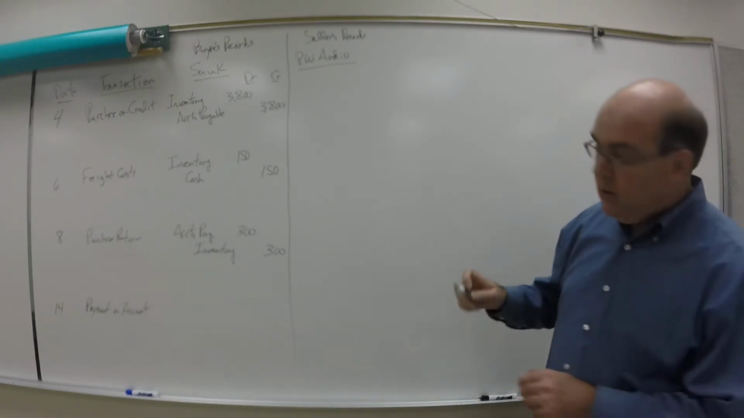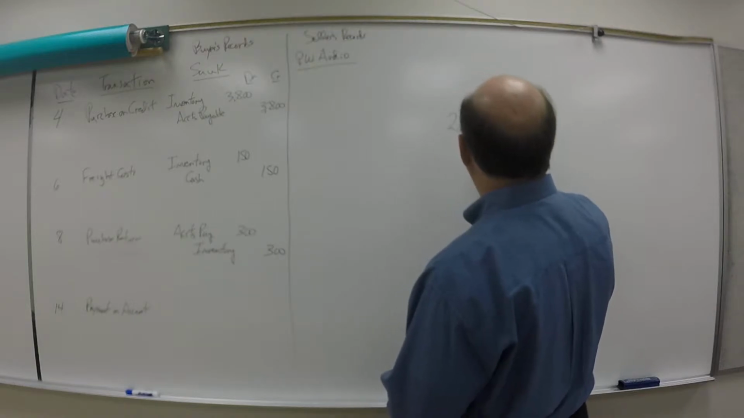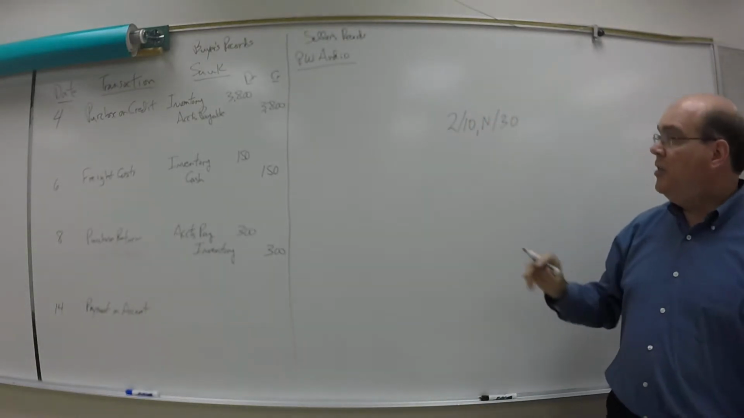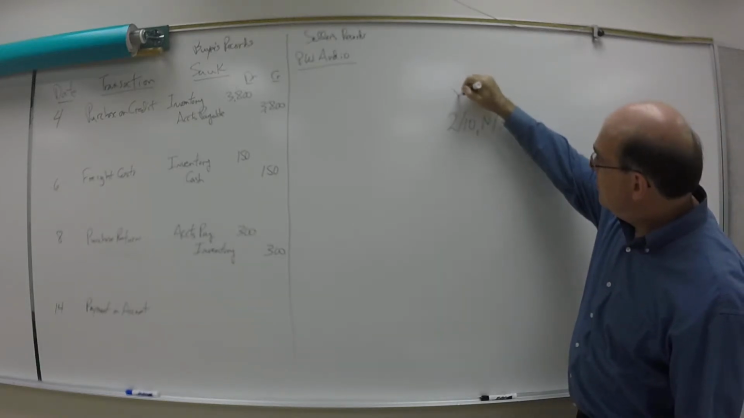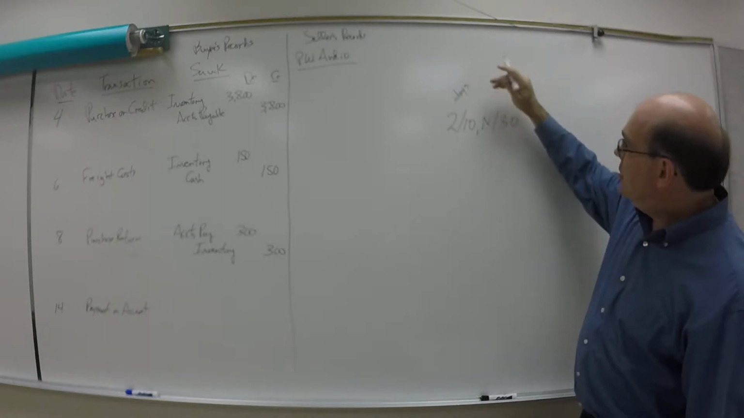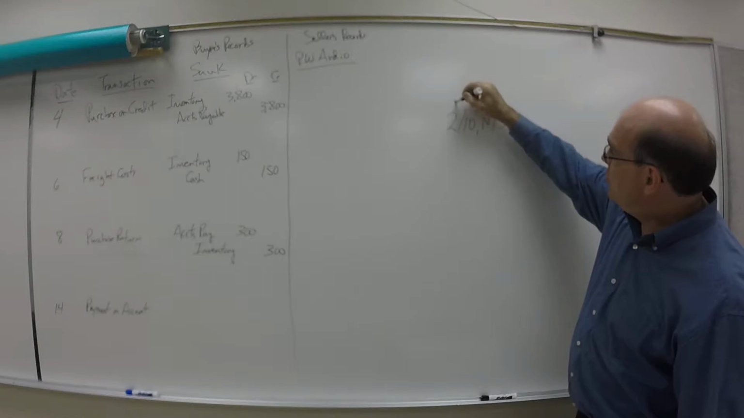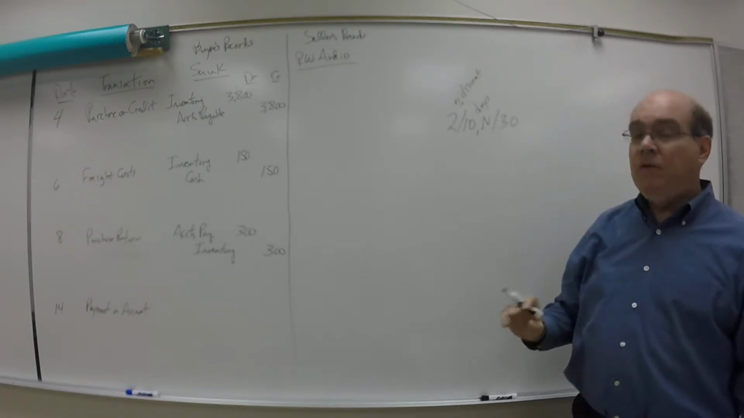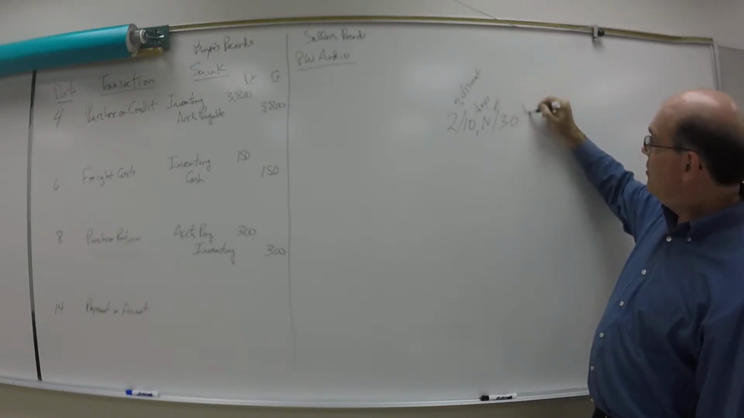They call it 2/10, net 30. That's usually what your payment terms are. And what that means is if you pay within 10 days, you get a 2% discount. If you don't, then you pay the net amount in 30 days.